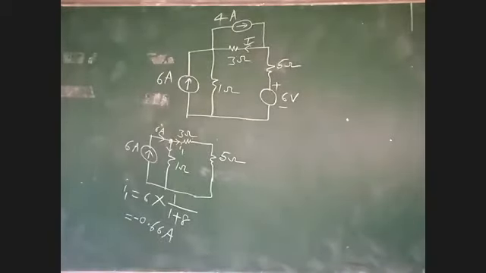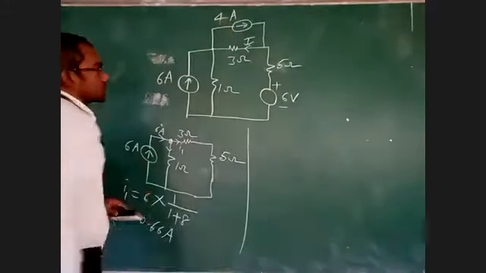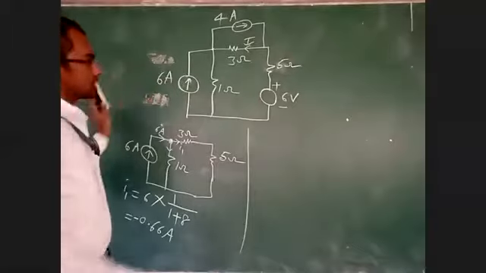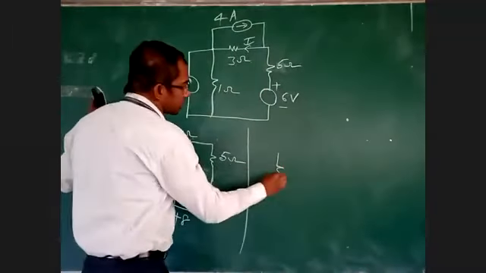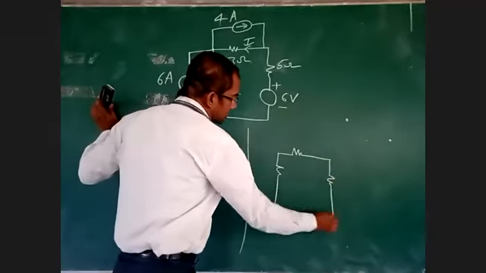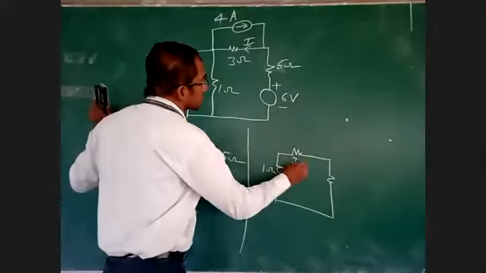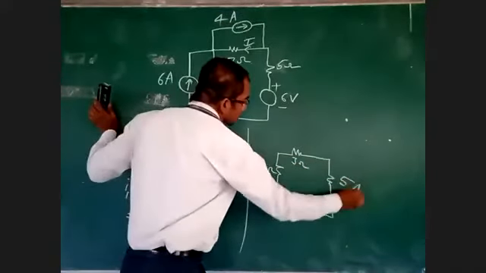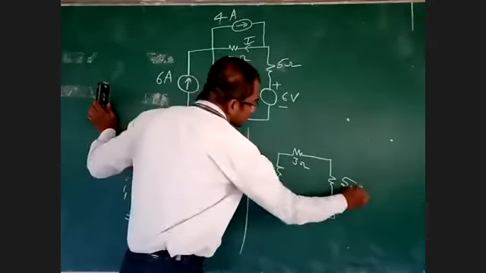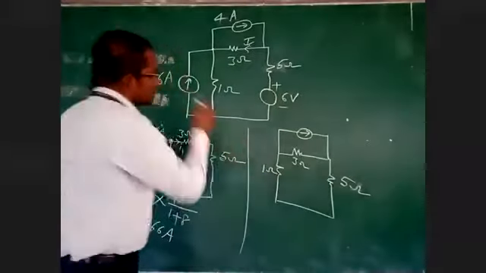Now, let us take the second one. Let us take this current source and open the other. If you open this, and the voltage source should be short circuited. This voltage source is short circuited, and this current source is open circuit.